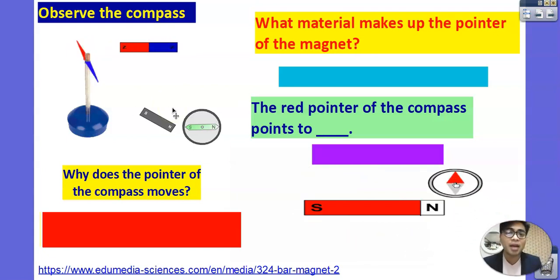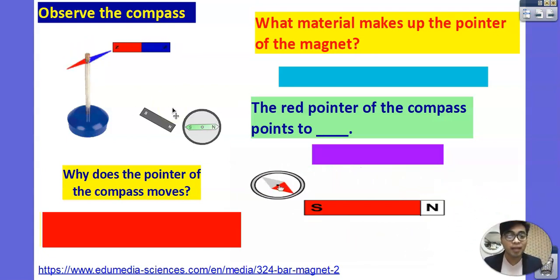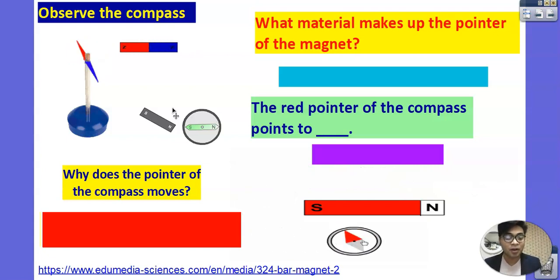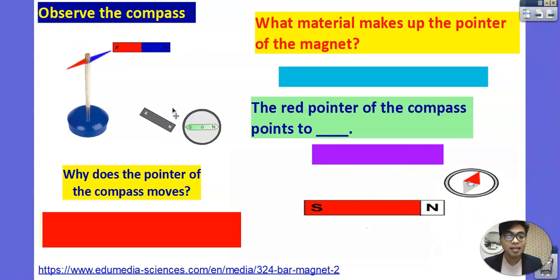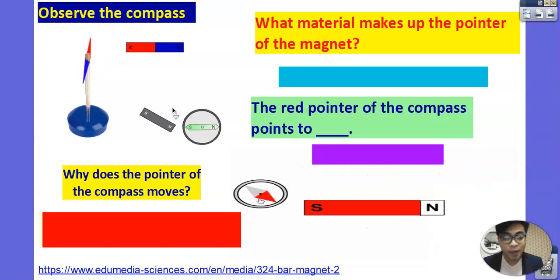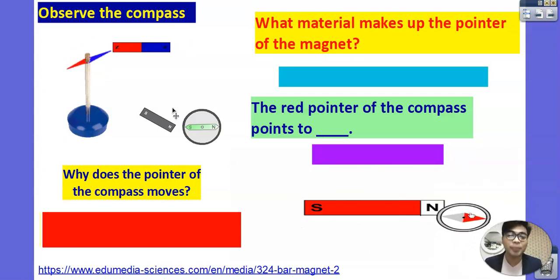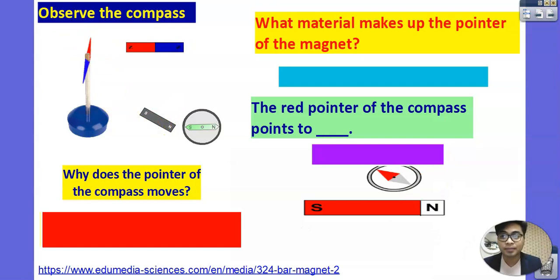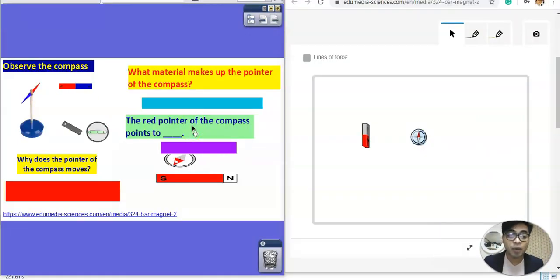It's a compass. So what material makes up the pointer of the magnet or of the compass? The red pointer of the compass points into which direction, and why does the pointer of the compass move? These are the 3 guide questions that you need to put into your mind when we look into this little experiment that I have right over here.